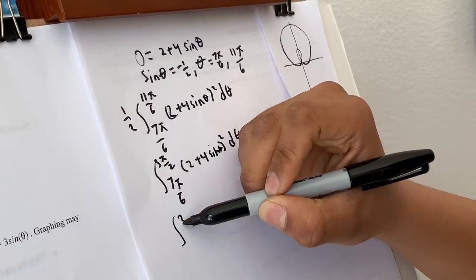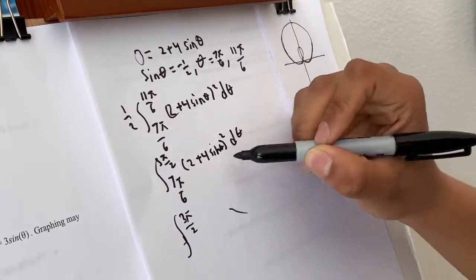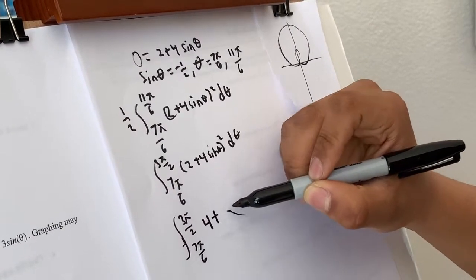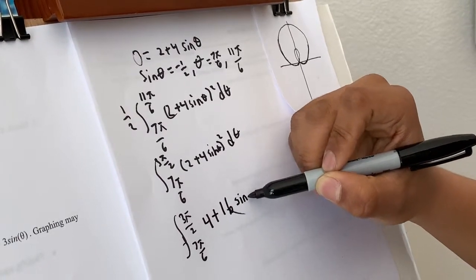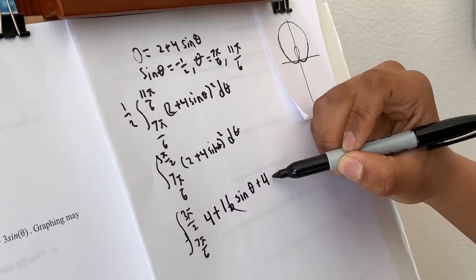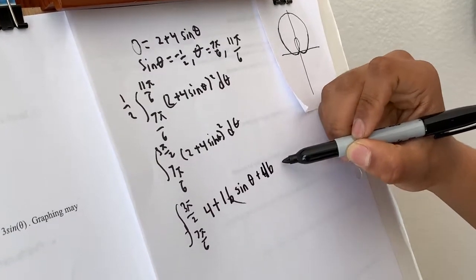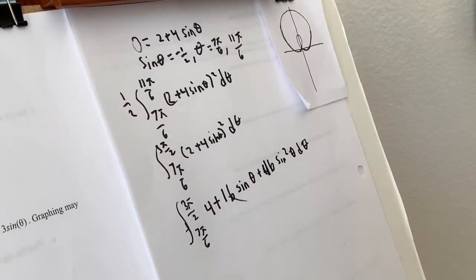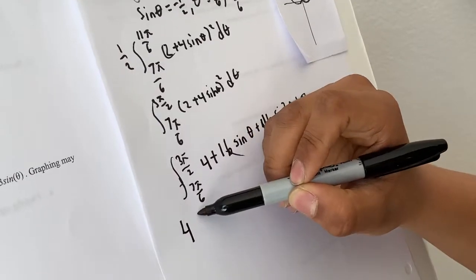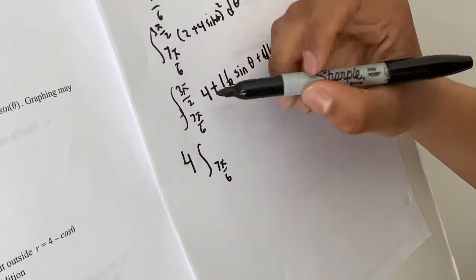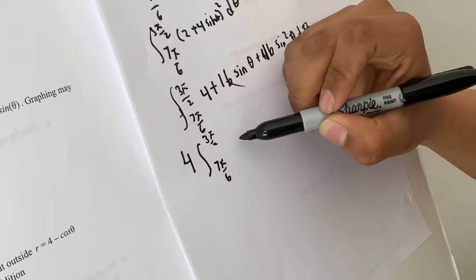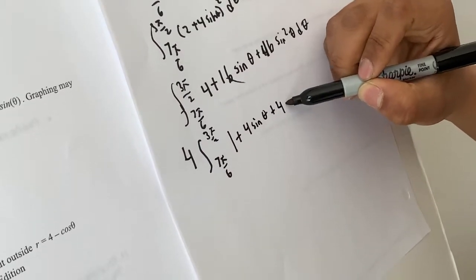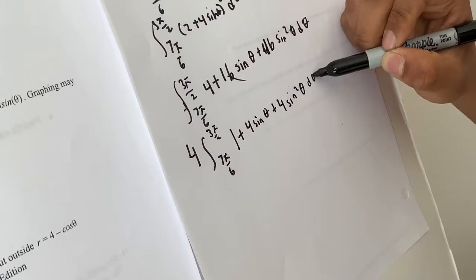Evaluating this integral, we can just distribute this square. We get 4 plus 16 sine theta plus 16 sine squared theta d theta. Next, we're going to factor out a 4. So it's going to be 4 times the integral of 7 pi over 6 to 3 pi over 2 of 1 plus 4 sine theta plus 4 sine squared theta d theta.